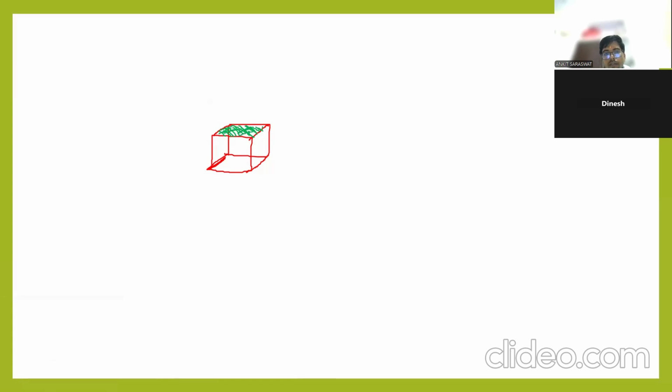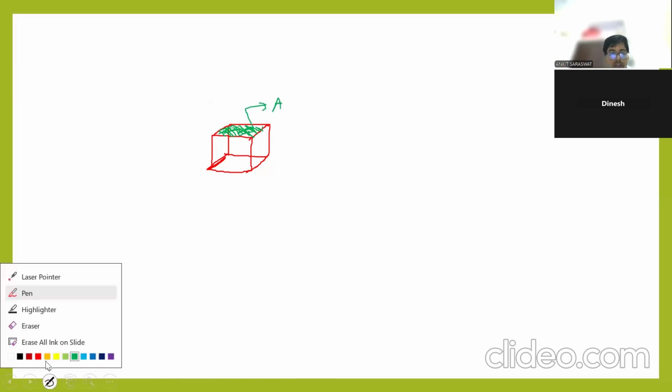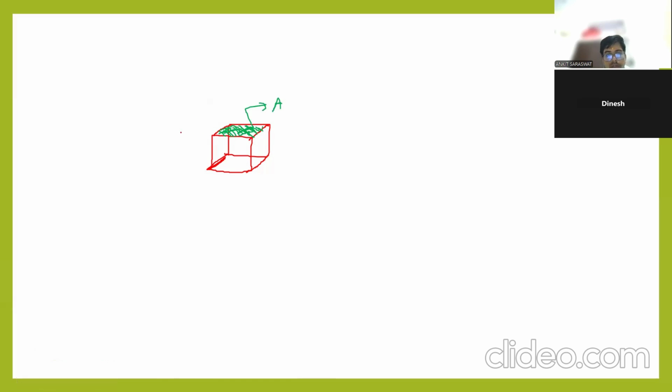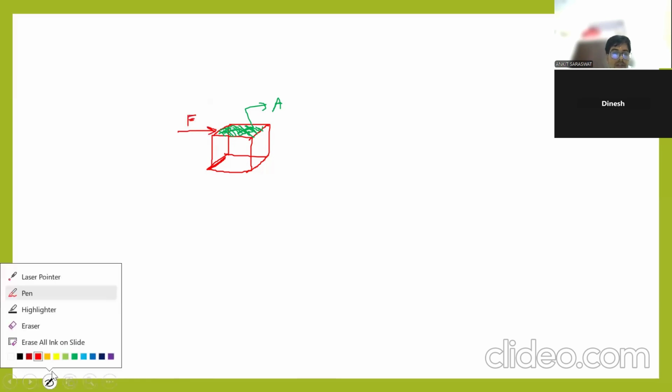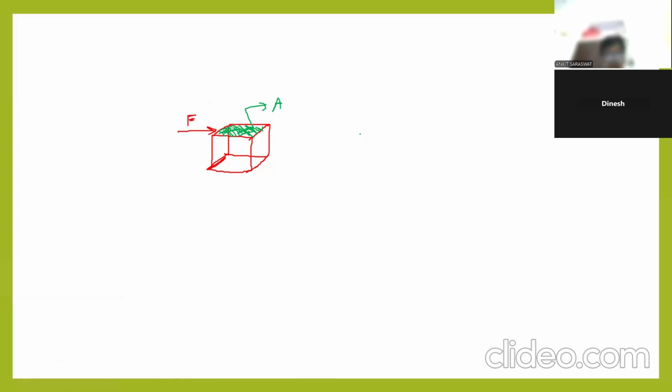This is the surface, surface area A. Now you are applying a force like this, parallel to the surface. Then what will happen? You will see like that. Initially it is straight. This is our cube.